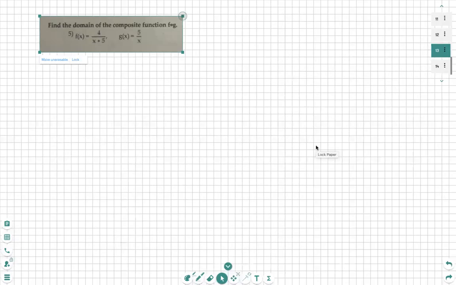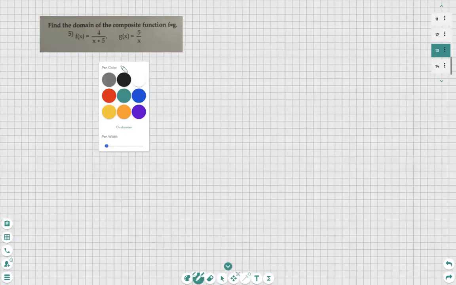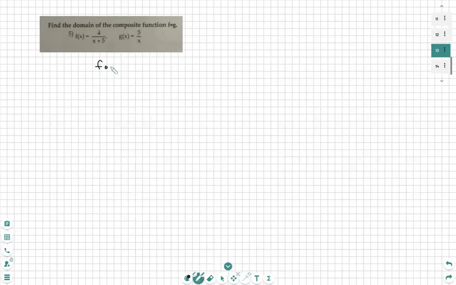Hello. In this video, we're going to go over finding the domain of the composite function f of g. So the first thing we need to do is find the composite function. From there, we will find the domain. So first we need to find f of g. F of g is g inside of f. That's how we rewrite this.